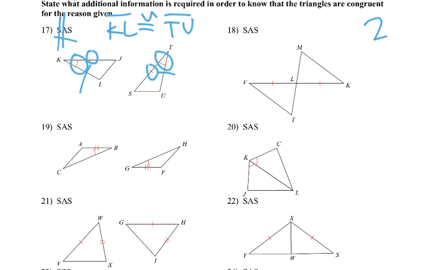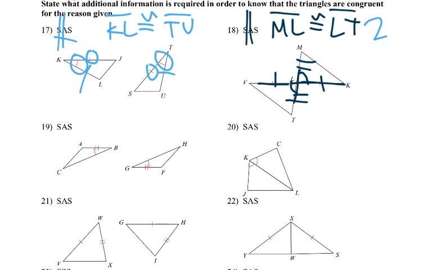Okay, 18, side, angle, side again. Now we've got that X, so we've got a vertical angle, so that's already there. So we've got an angle. We've also got that side, so we need the other side opposite, which is going to have to be those two sides. So ML has to be congruent to LT. Okay, 19. We've got an angle and a side, angle and a side, so it's got to be that other side. So side BC would have to be congruent to GH.